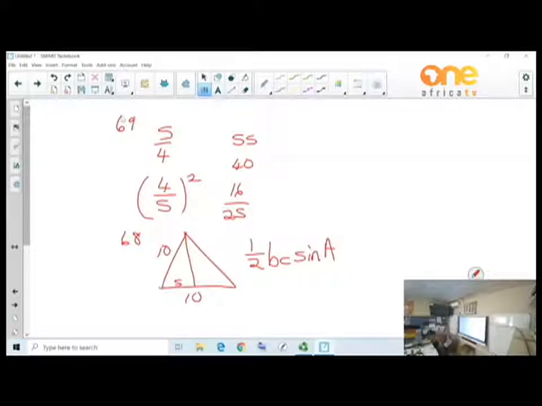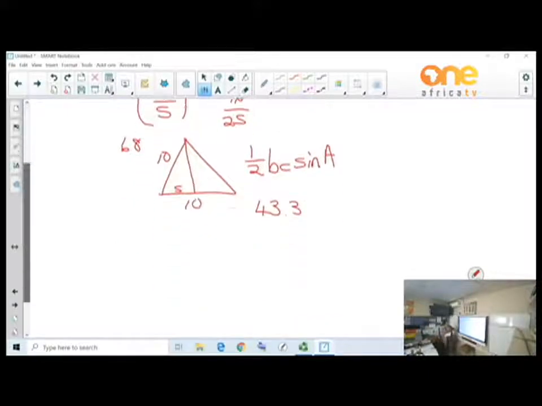The answer on that one is 43.3. You need to calculate the height first. So it's 10 squared minus 5 squared to get the height, and then it's half base times height. Or you work with half bc sine A. Again, lots of learners had this wrong, which is unnecessary.